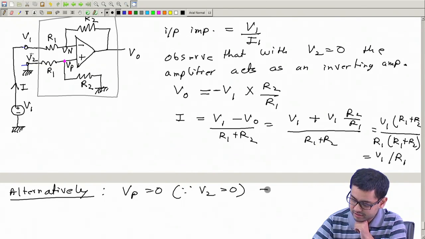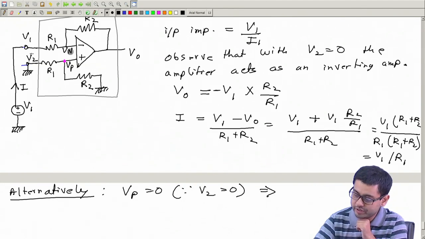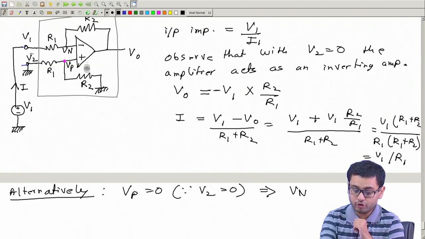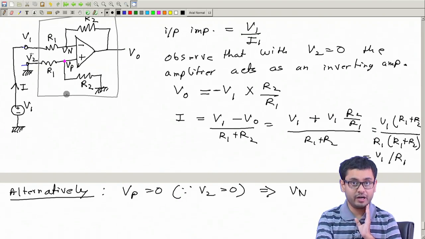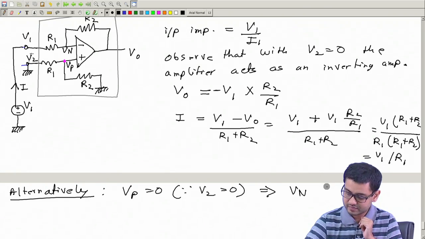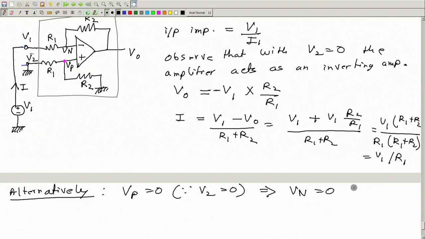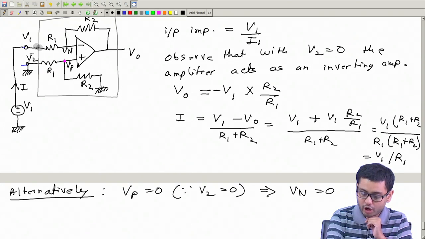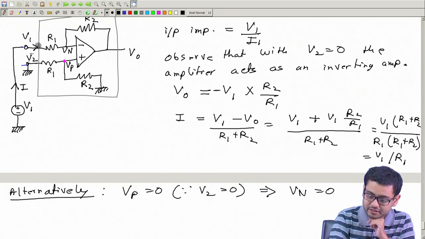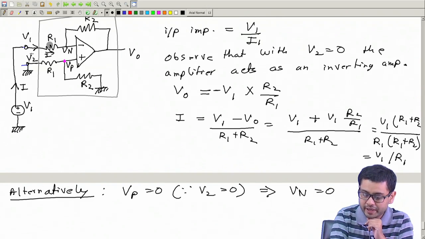So that means Vn will also be equal to 0, because we know for this circuit virtual shorting works. We have seen that. We know that this happens. Virtual shorting is true for this circuit. In general not, but for this circuit yes. So then this is at 0, and now this is at V1. So how much will be this current I? We can directly write this current I is V1 minus 0 by R1.